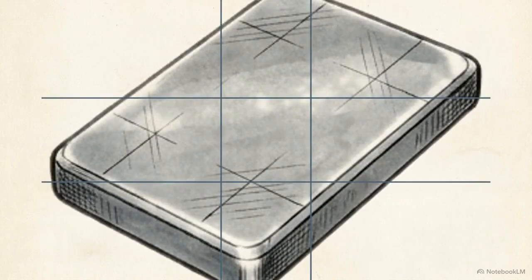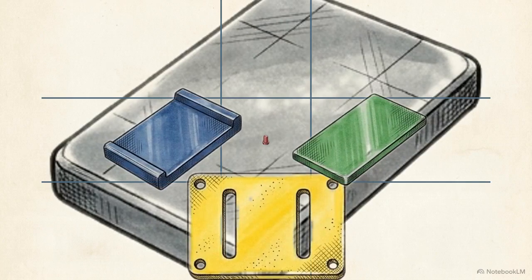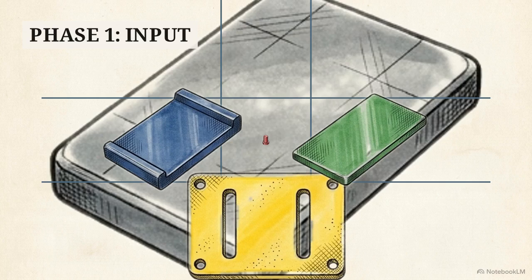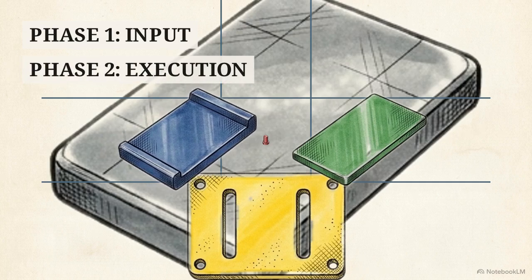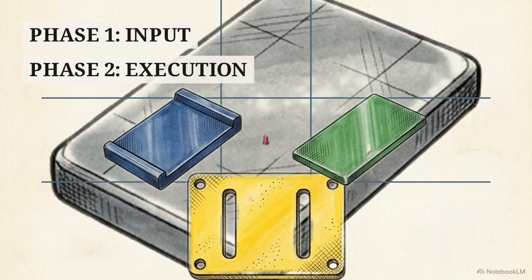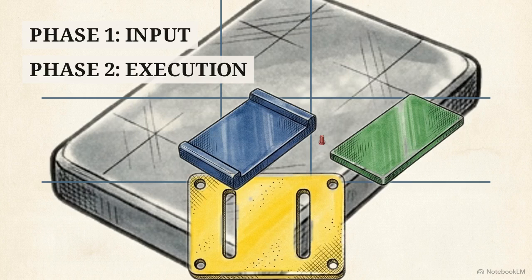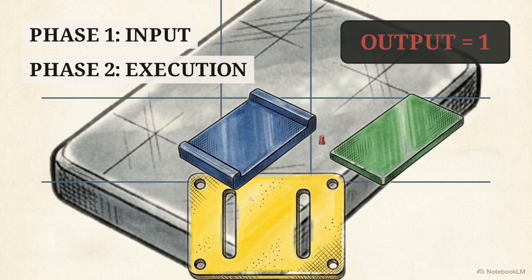Looking at this top-down schematic, the entire architecture rests on a single fixed baseplate. Every calculation is defined by how other plates move across this stationary plane. Phase 1 of the clock is the input. A control plate makes a precise vertical movement. Phase 2 is the execution. A moving plate slides forward in a horizontal pulse. The output relies on physical contact. If the blue moving plate strikes a third green plate, that physical displacement equals a binary 1.